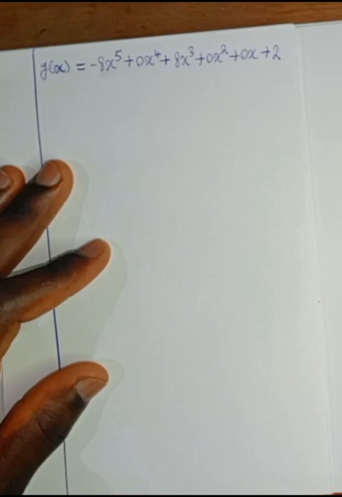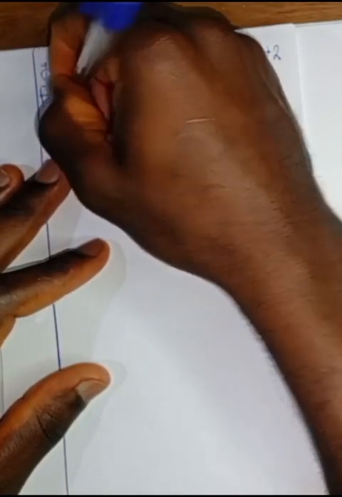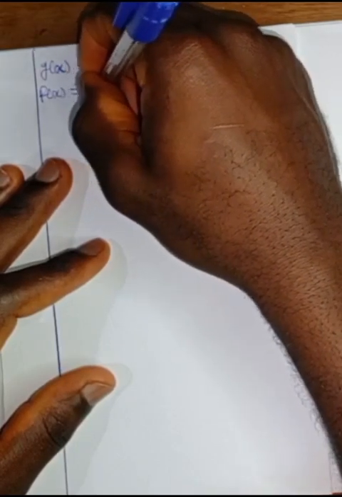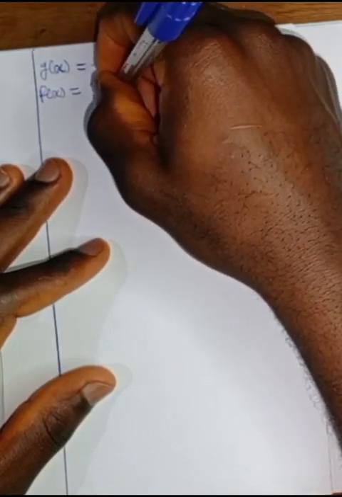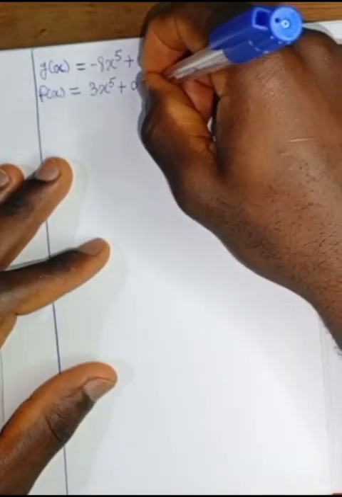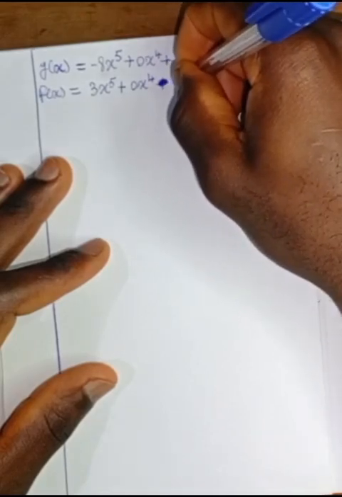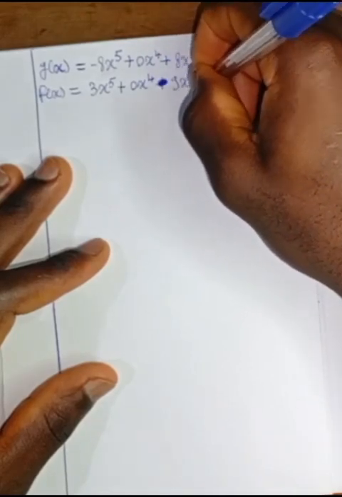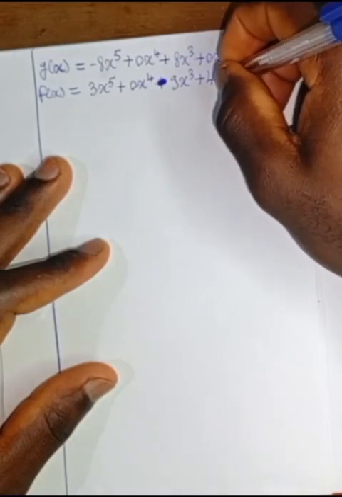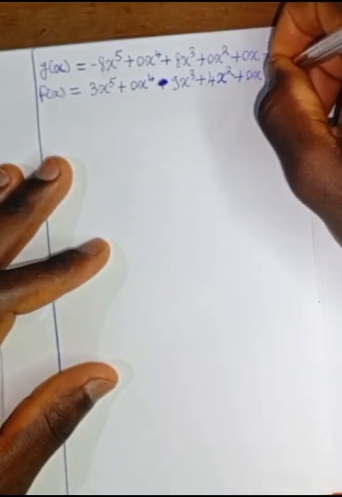Next, we have to write out the polynomial f of x, which is equal to 3x to the power 5 plus 0x to the power 4 minus 9x cubed plus 4x squared plus 0x plus 0.